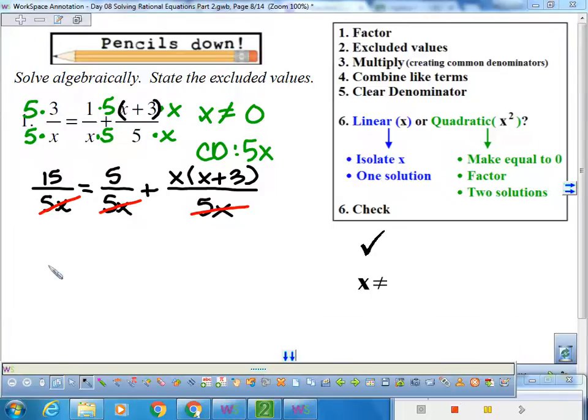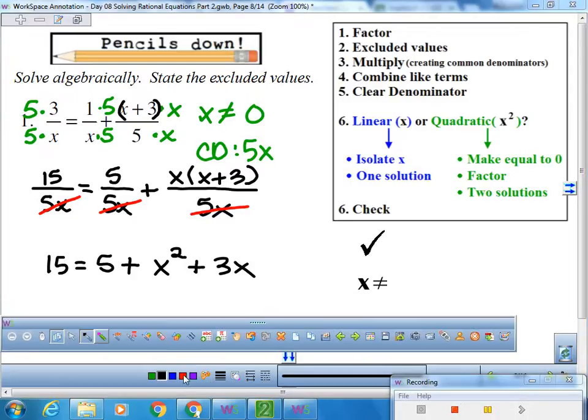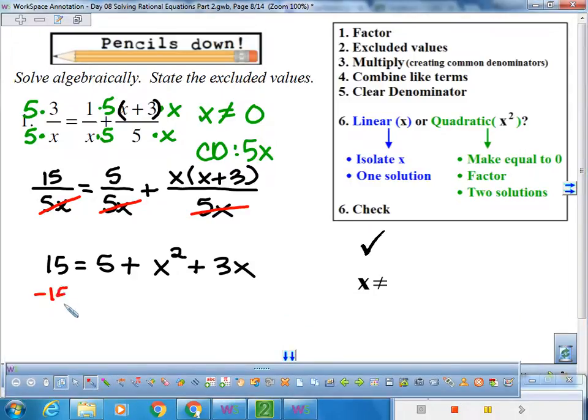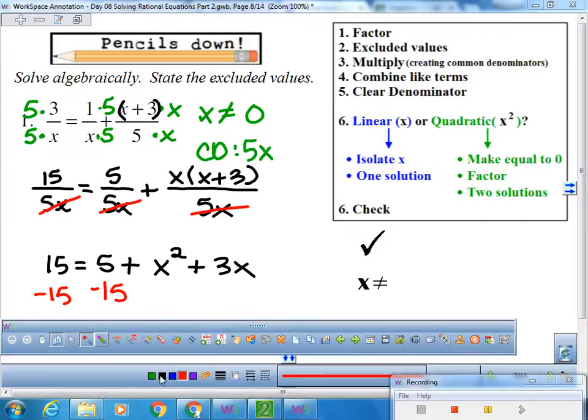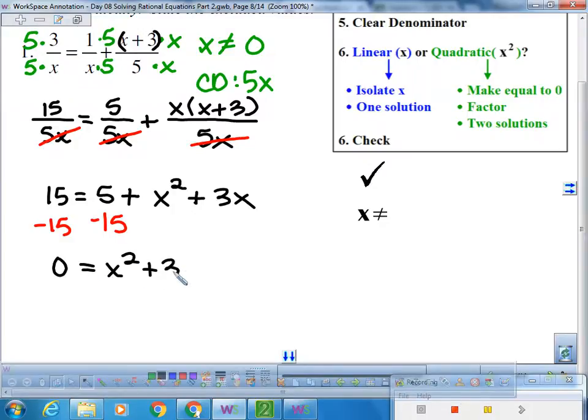So now I have 15 is equal to 5 plus, I'm going to go ahead and distribute, x squared plus 3x. So I've got a quadratic now, so I'm going to set everything equal to 0. So I'm going to move this 15 to the other side. When I move the 15 to the other side, I'm going to get 0 equals x squared plus 3x, and 5 minus 15 is negative 10.